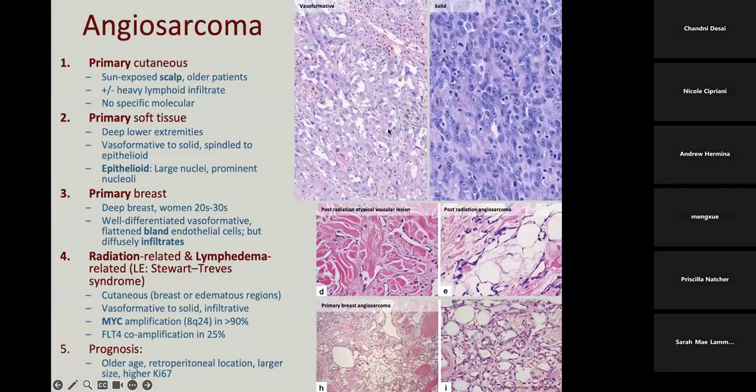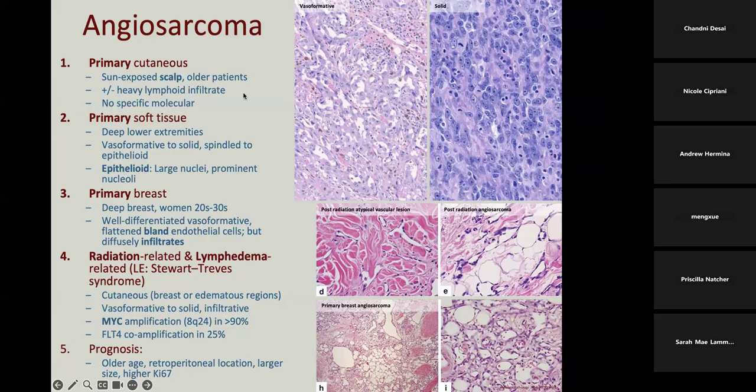All right, the first, conventional high-grade angiosarcomas. So there are a number of ways that angiosarcomas can develop. One is in sun-exposed skin, especially on the scalp of older patients. Two is deep soft tissue, which has no known causative agent. Primary breast angiosarcoma deep in the breast, also sporadic, versus radiation or lymphedema-related angiosarcomas secondary to either radiation or lymphedema in patients who've had breast cancer. These are related to MYC amplification.